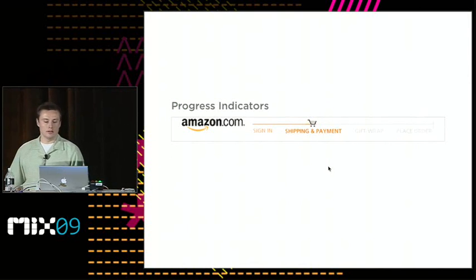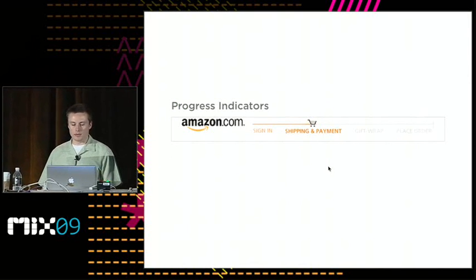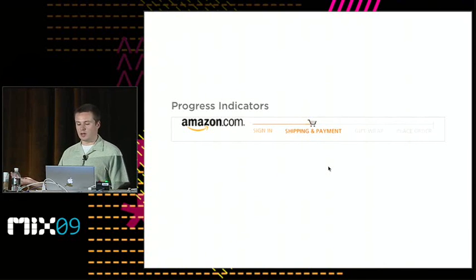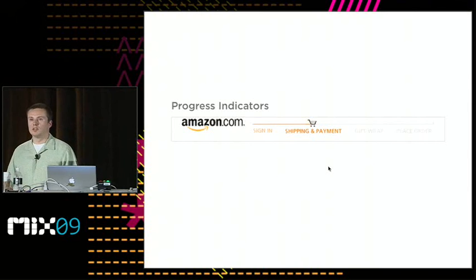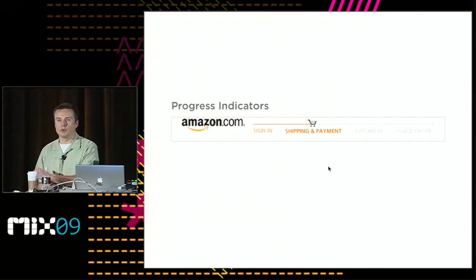A better case is using something more general like Amazon. So Amazon doesn't promise any 1, 2, 3 or anything like that. They basically say, hey, you're going to do some shipping and payment stuff. Maybe we'll talk about gift wrapping and we'll place your order. But shipping and payment could be a one-step process if you've already got a shipping address and you've already got a credit card on file, right?